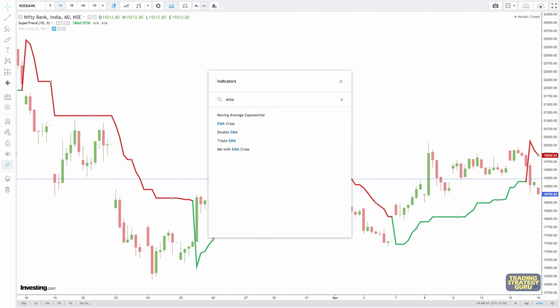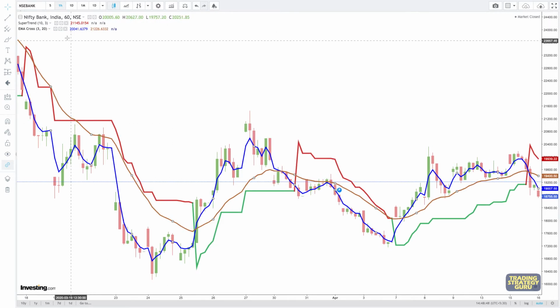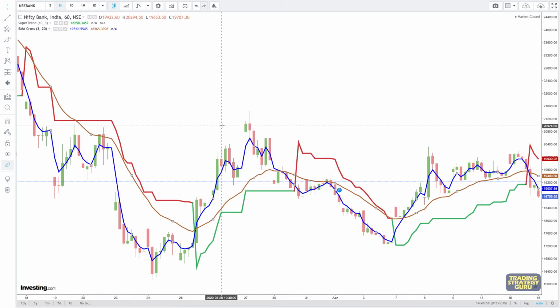Insert moving averages EMA. Insert 3 period EMA and 20 period EMA. Three period EMA is in blue and 20 period EMA is in brown.